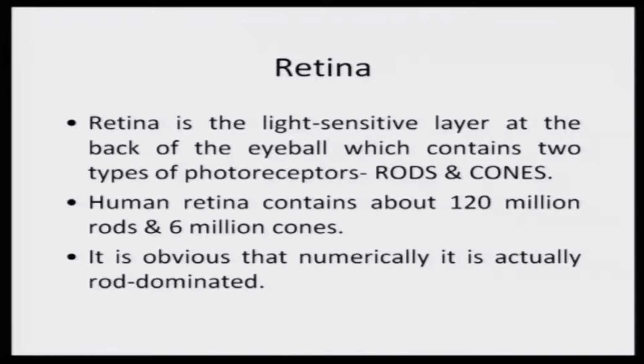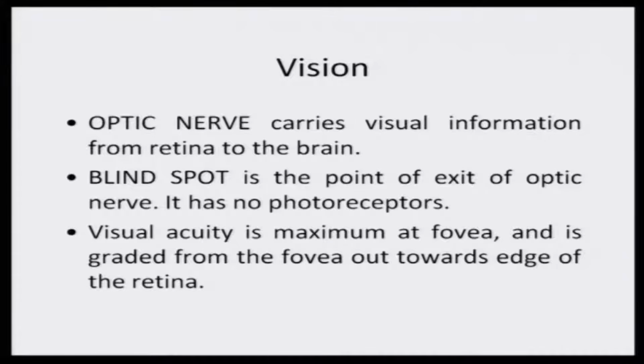Okay. Now, the retina is a light sensitive layer at the back of our eyeballs, which contains two types of photoreceptors, the rod cells and the cone cells. Okay. And it is very interesting to understand that numerically our retina is rod dominated. Okay. Then the primary things that you saw in the video right now were the optic nerves, which carry the visual information from retina to the brain. And the point where the optic nerve makes an exit from the eye is called the blind spot, because it does not have any photoreceptor.